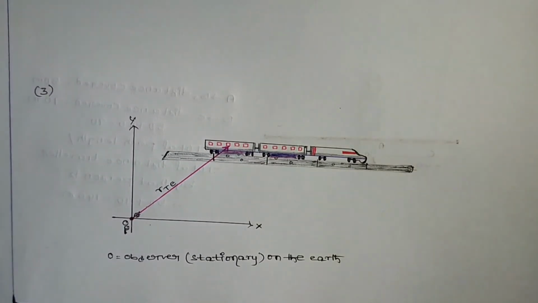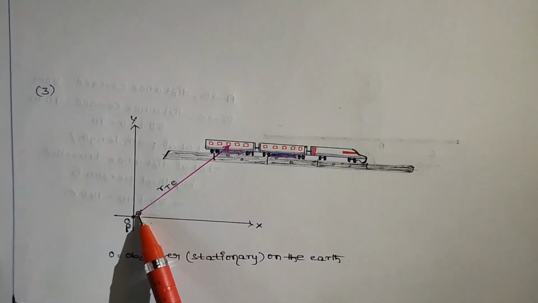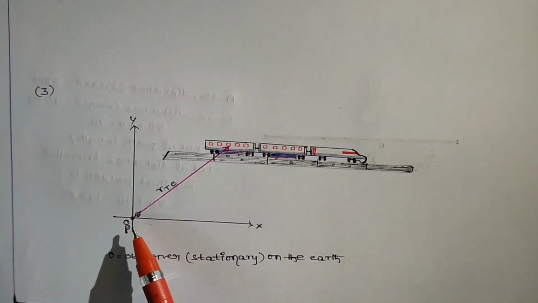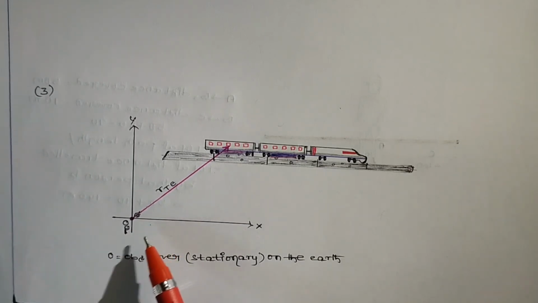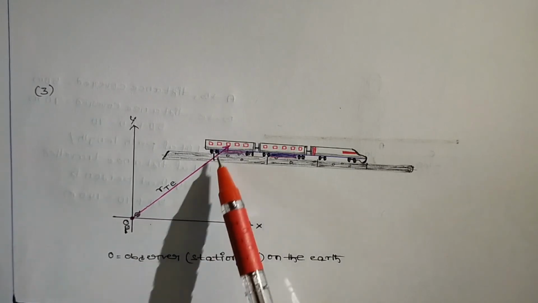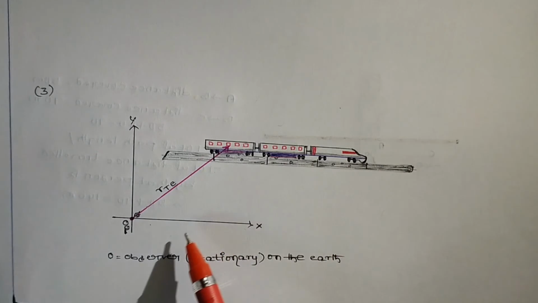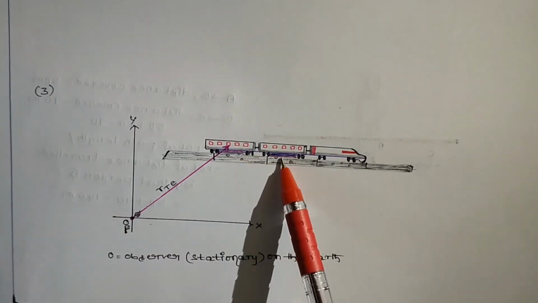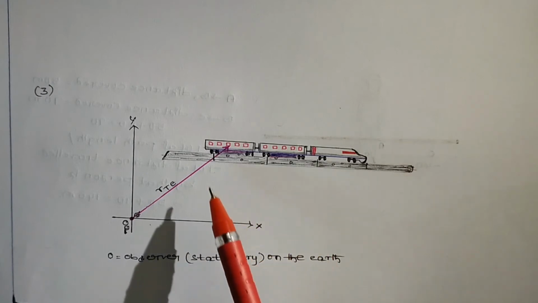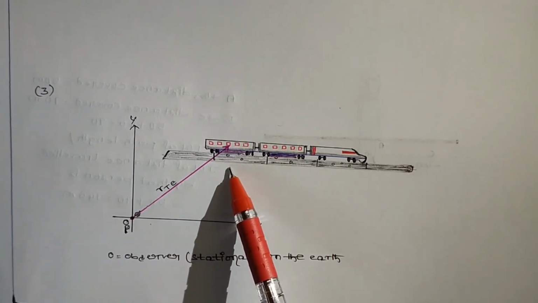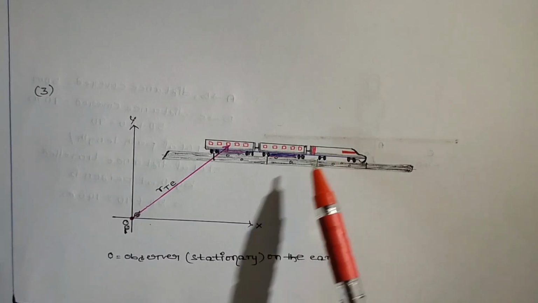Let us take this example. The person or observer is at the origin. He is stationary. He is not moving. He is on a railway station platform. He is observing the train which is moving in front of him. According to this person, the train is moving because the position of the train is changing with time.